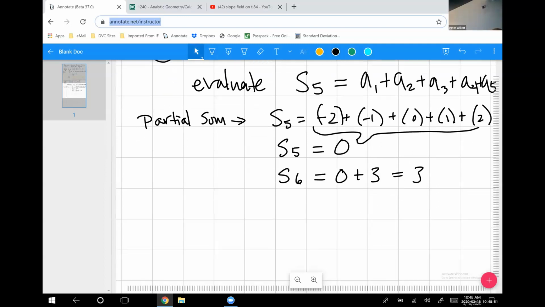So the thing I'm trying to point out here is that S sub 6 is equal to S sub 5 plus a sub 6. It's the sum of the first 5 terms of the sequence plus whatever the 6th term would have added to the list.